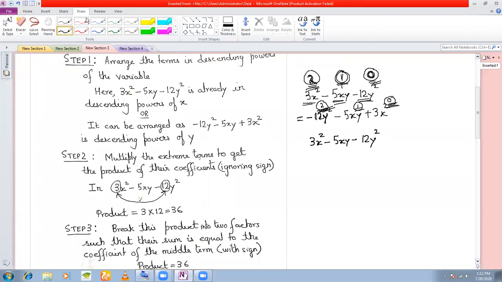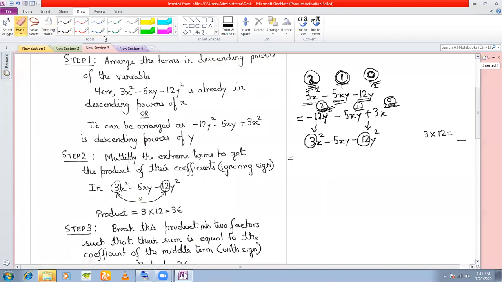The first step in factorizing is that I will multiply the coefficients of the extreme terms. What are the extreme terms? This 3x square is my extreme term. This 12y square is my extreme term. So I will multiply 3 with 12, ignoring the sign. So I get, sorry, this is 36, not 60.